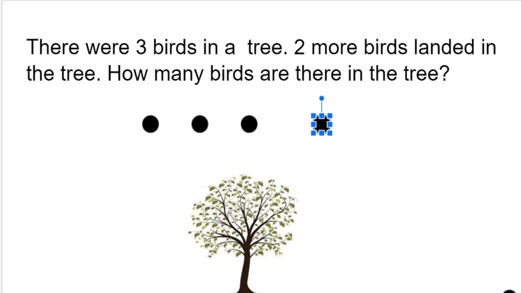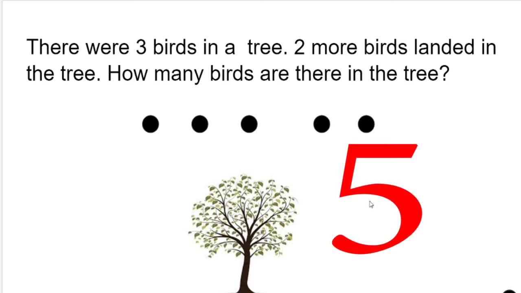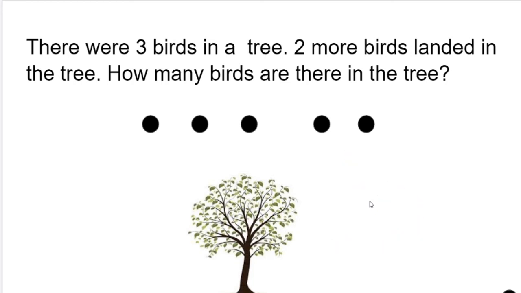1, 2. How many birds are there in the tree now? So we simply count. 1, 2, 3, 4, 5 birds. Did you get 5 for your answer? If you did, good job. If not, try to see where you made your mistake and see if you could do better this time.